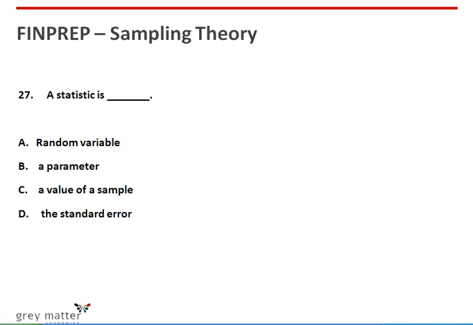27th question: a statistic is nothing but, out of the four options, the standard error. This is as per the definition of statistic. Going to our PowerPoint presentation solution, it is the D option, which says the standard error. So a statistic is the standard error, the D option.